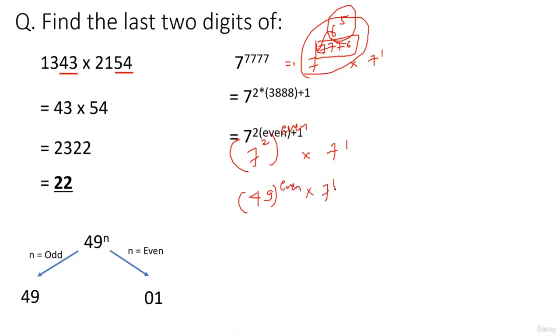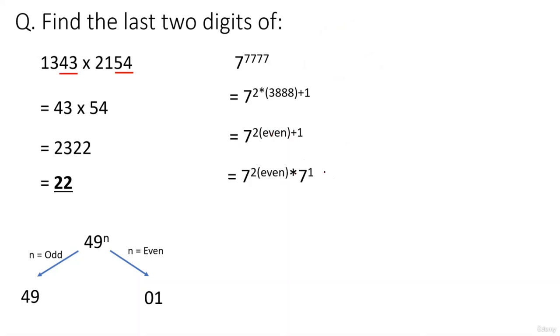49 raised to an even number will always end with 01, and that is why the last two places will be 49 raised to even, 01, into 7, which is 07. As simple as that. The only difference is that here I actually found the value, but this is not required at all. If you know perfect cubes and squares and the higher properties of numbers, things become really very easy.